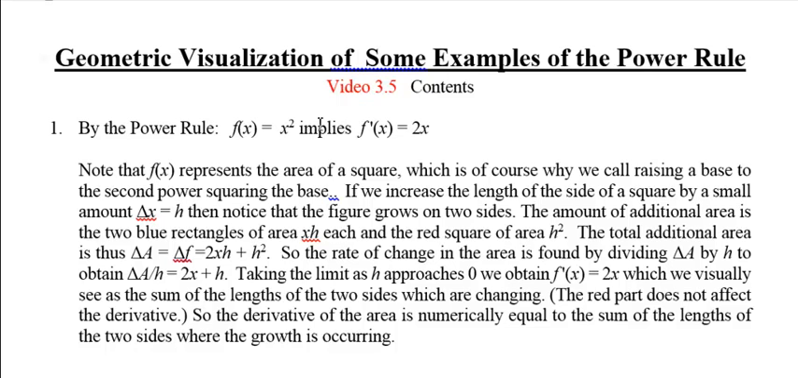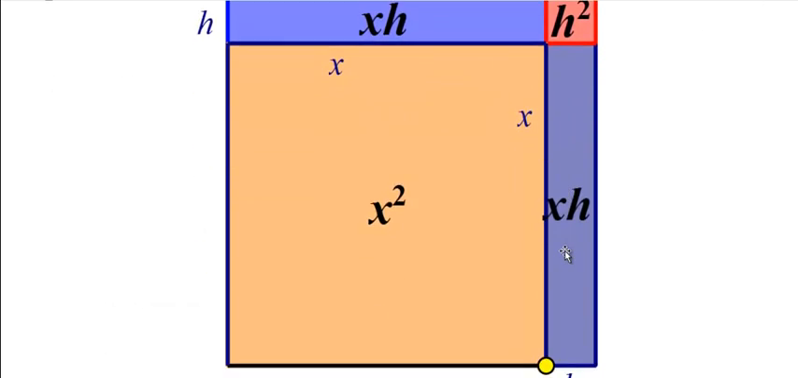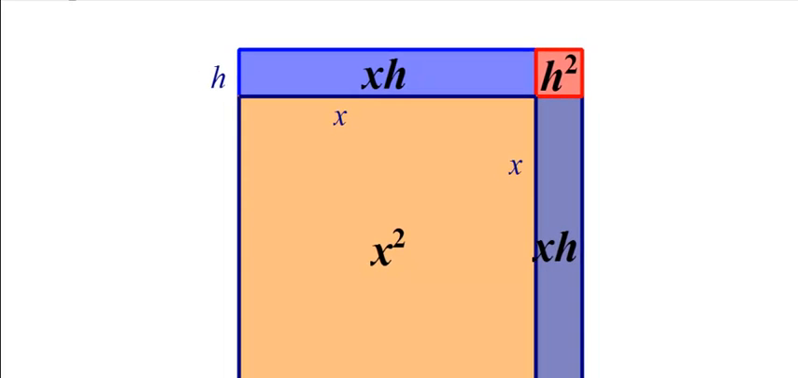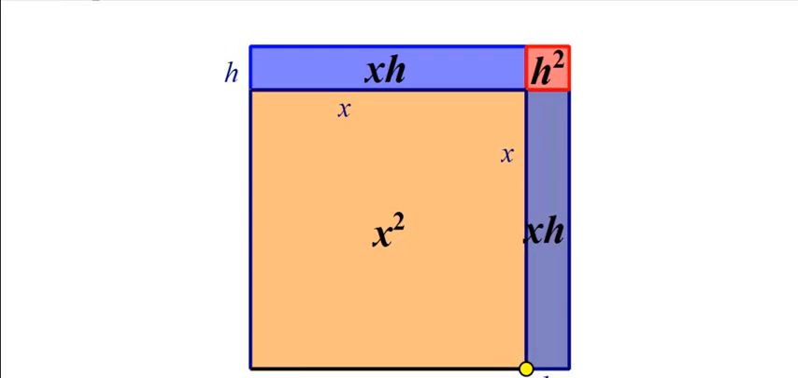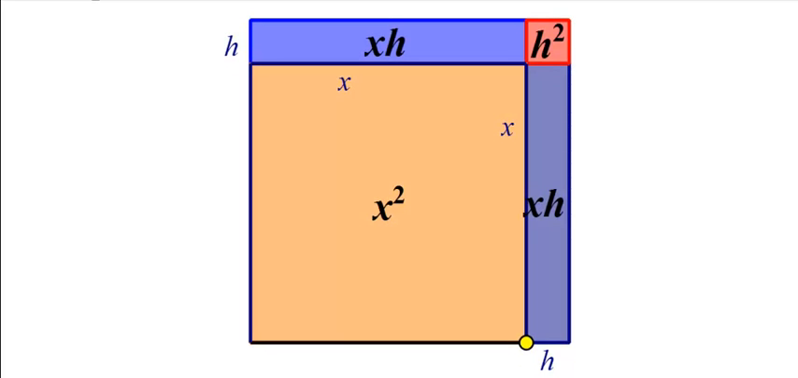And so by the power rule we know that if f of x equals x squared, then f prime of x is 2x. Now let's think about what this means. If we look at this picture here, by the way, what do we call it when we raise something to the second power? Well, we call it squaring the number. Why do we call it squaring a number? Well, that's because it's actually an area of a square.